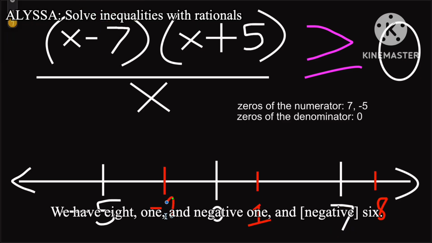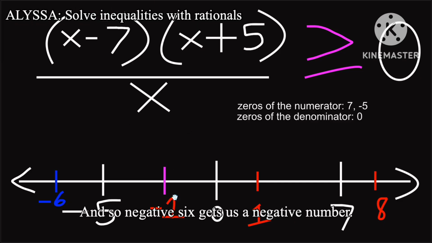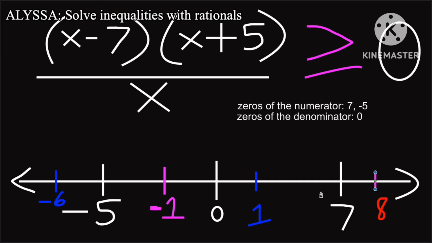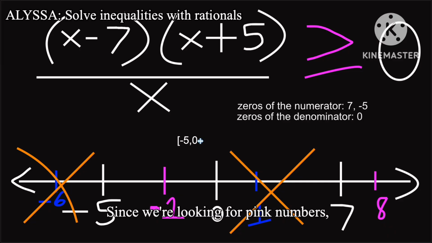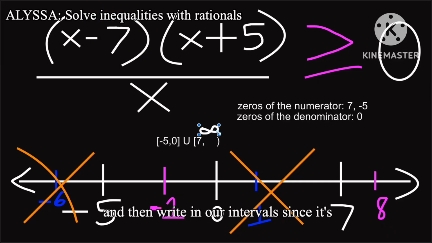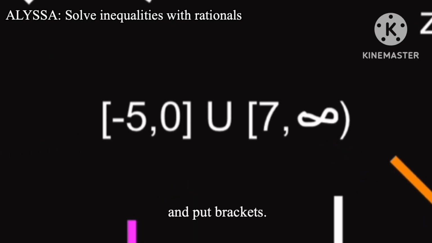We have 8, 1, -1, and -6. We're going to plug these back into the problem. And so -6 gets us a negative number, -1 gets us a positive number, 1 gives us a negative, and 8 gives us a positive. Since we're looking for pink numbers, we're going to X out our blue numbers and then write in our intervals. Since it's greater than or equal to, we're going to make sure to include our zeros in there and put brackets.